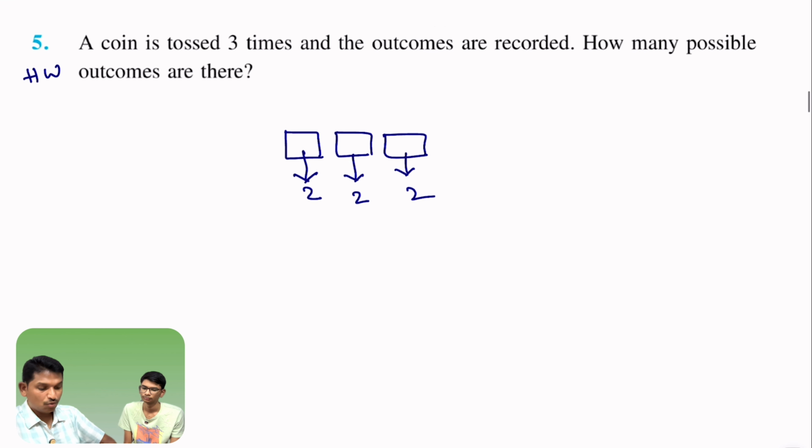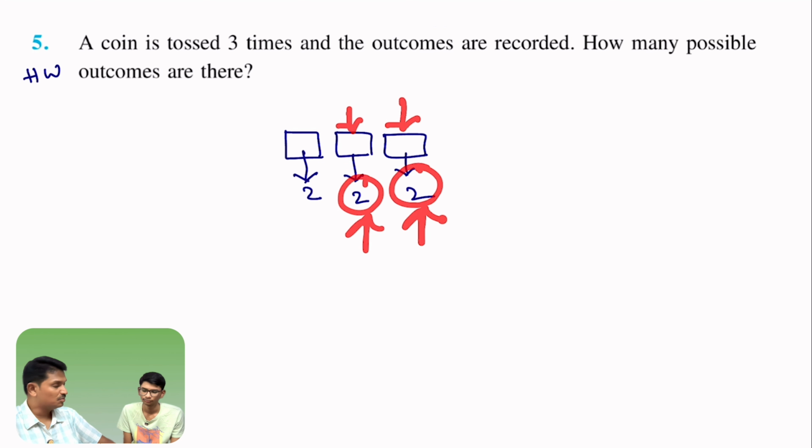I want you to write the steps for this problem. Right? What way you will write? When a coin is tossed first time, total number of results equal to 2. When a coin is tossed second time, total possible results are 2. Similarly, when a coin is tossed third time, then also total number of possible results are 2.